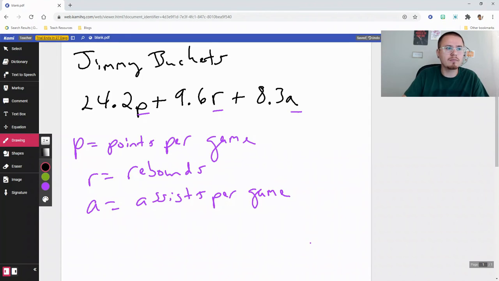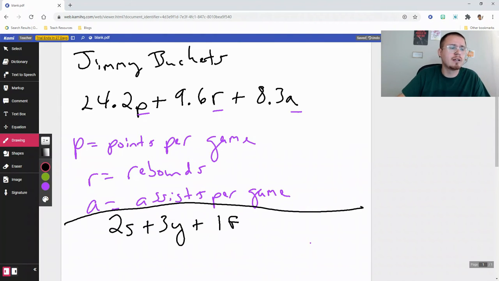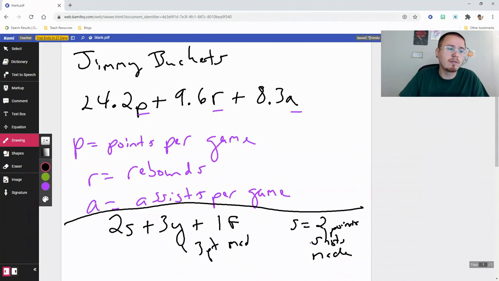So breaking down things like this, that's a totally valid thing. You could have something like, to calculate the amount of points, you'd have 2s plus 3y plus 1f. And this could be an expression to calculate how many points per game somebody scores. And you could have s be 2-point shots made. And you could have the y be 3-point shots made. And you could have the f be free throws made.